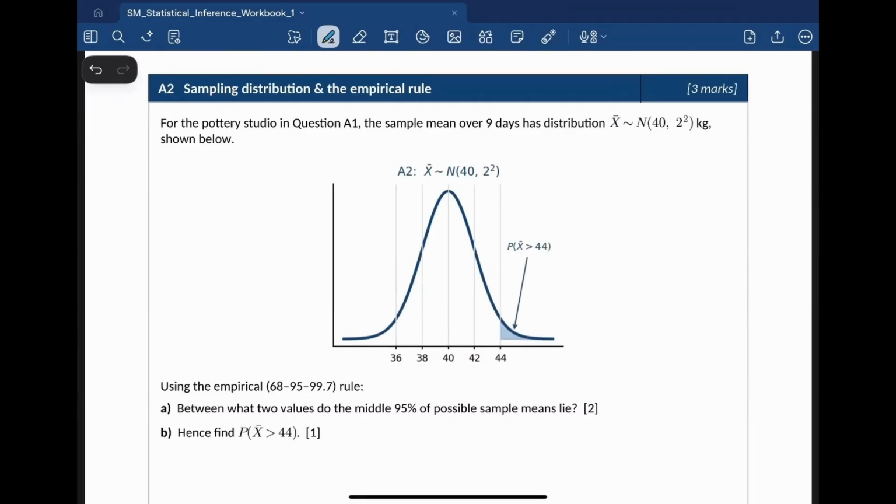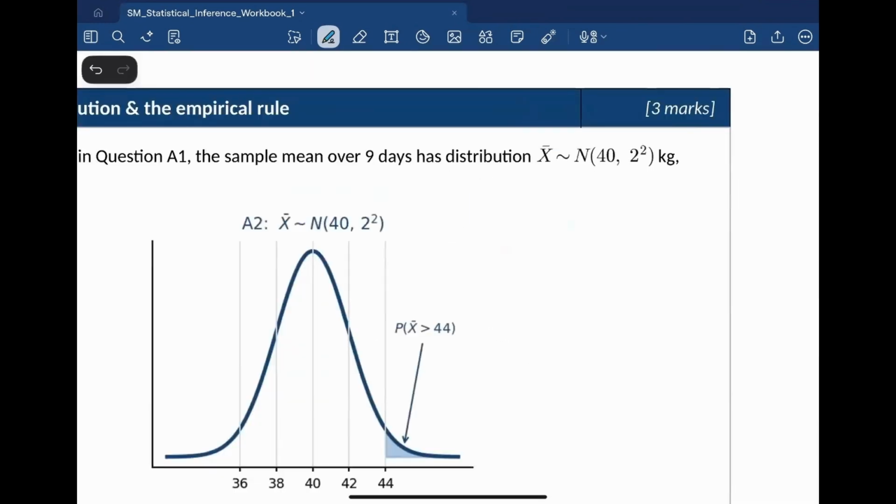Okay, this is linked to the previous question, but we've got a sample mean of 9 days has this distribution. So remember, this is the sample mean, and before we calculated x bar was 40 and standard deviation was 2, but then normally you write this as the variance, so that's why it's squared.